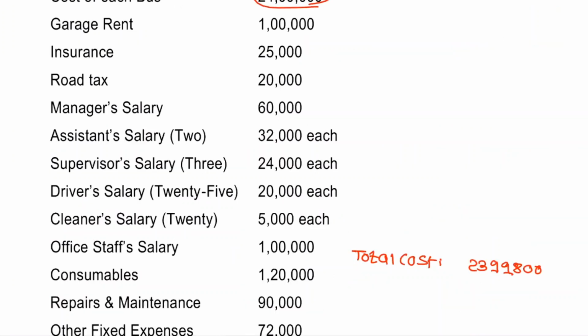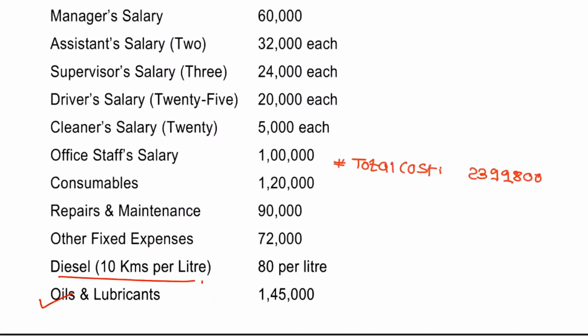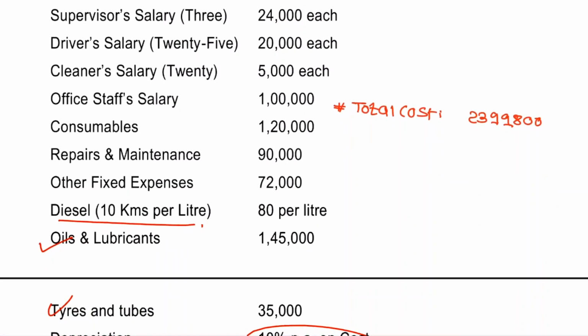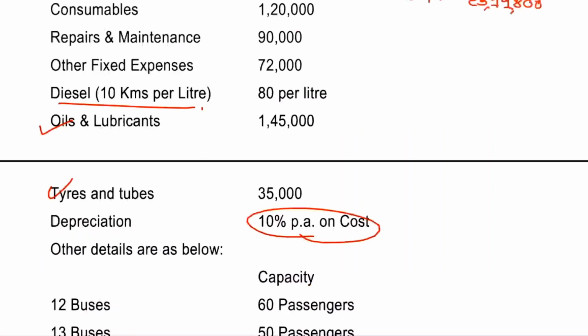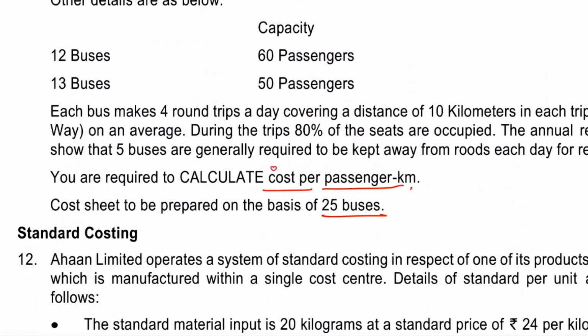Okay, so let's have to this question. We have already discussed this part, guys. Then light was not there. So total cost was 23,99,800. But still, now one thing which I need is they are asking for cost per passenger kilometer. So what should be divided?